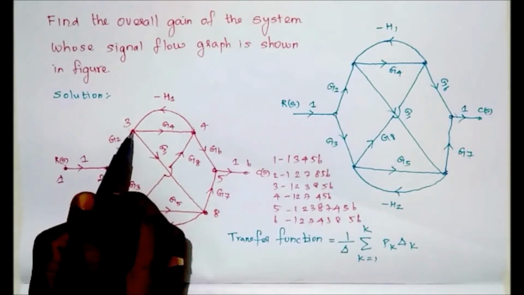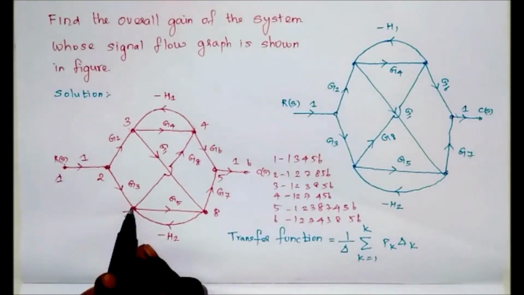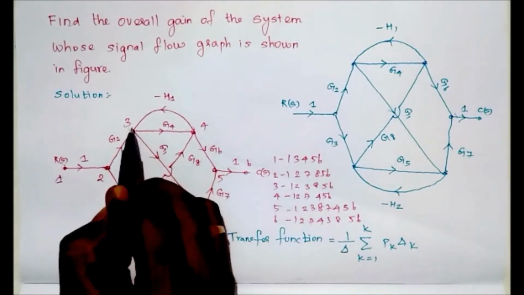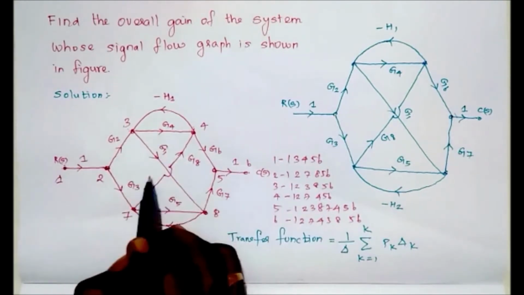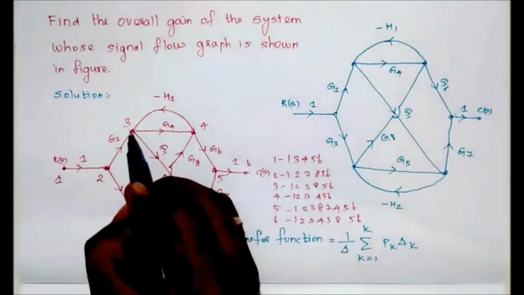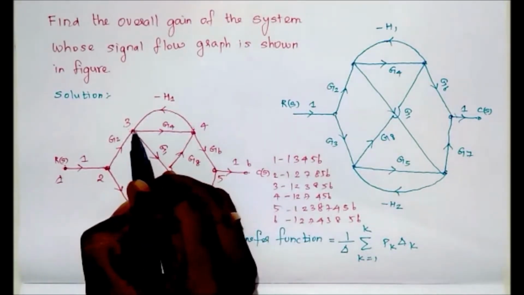So now we can consider this as reference. It is 3 to 8, it is going from 8 to 7 through this path, from 7 to 4 through this path, from 4 to 3 through this path. So we can say it is starting and ending at the same point. Therefore, it is an individual loop. So in this given problem, this is one individual loop, this is another individual loop, and then this is the third individual loop.